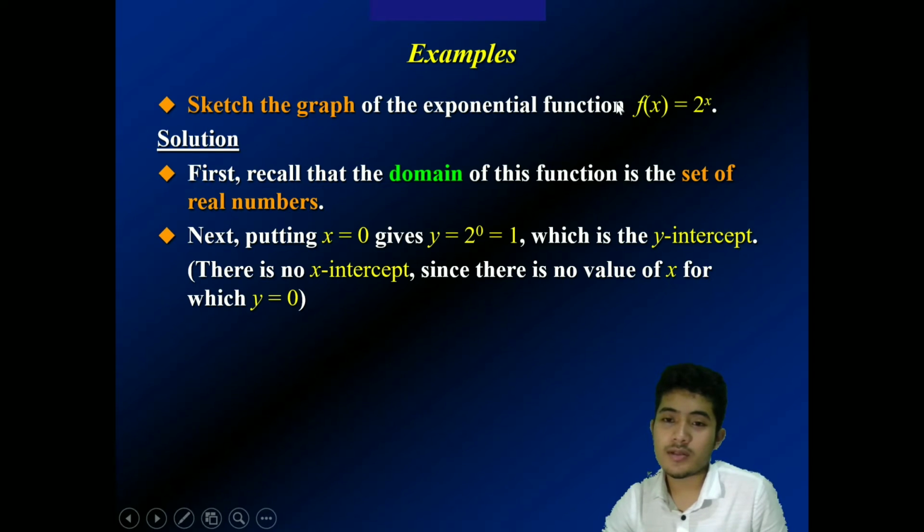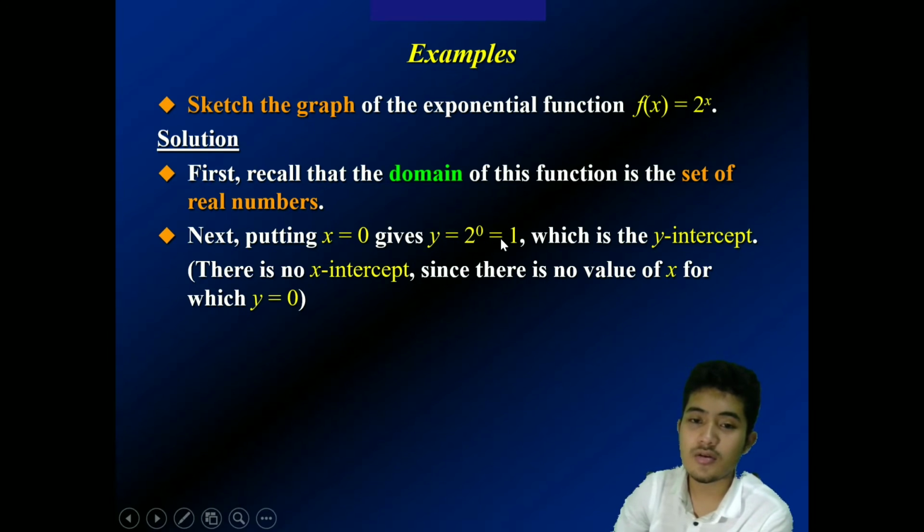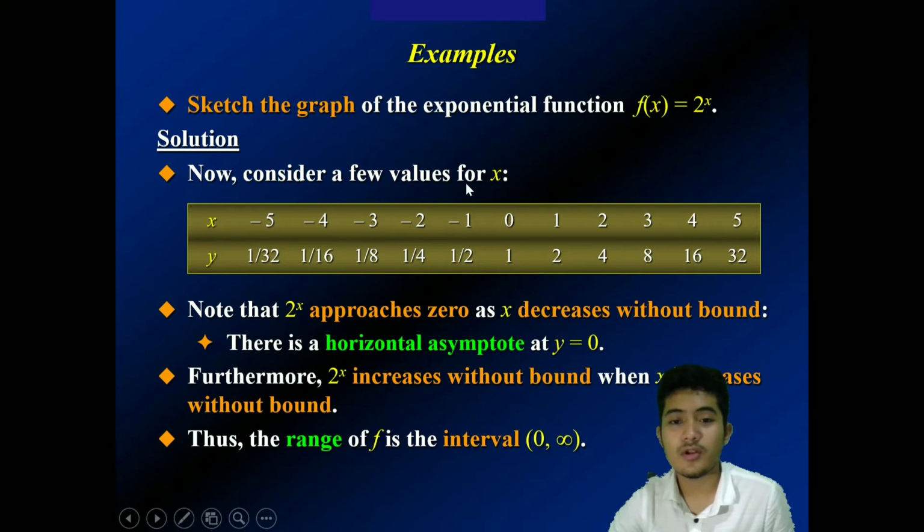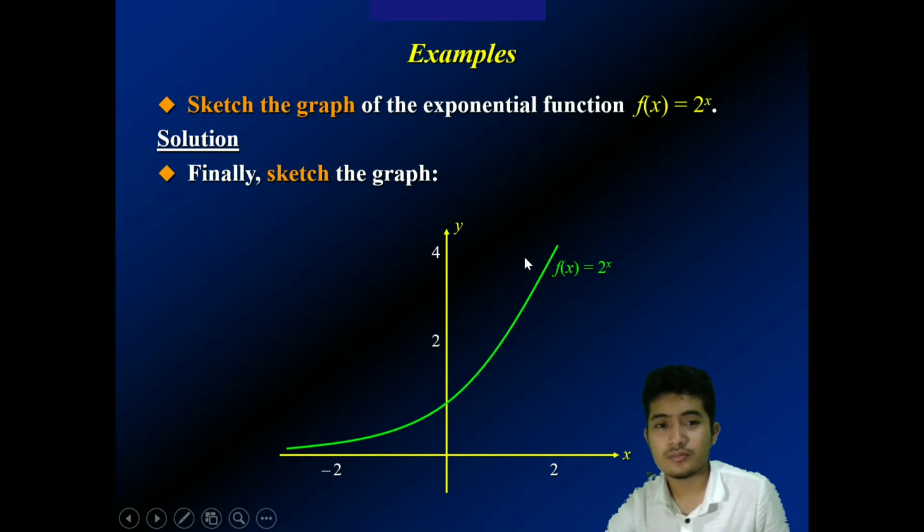Sketch the graph of the exponential function f(x) equals 2 raised to x. Solution: first of all, the domain of this function is the set of real numbers. Next, putting x equals 0 gives y equals 2 raised to 0 equals 1, which is the y-intercept. There is no x-intercept since there is no value of x for which y equals 0. And then we consider a few values for x, and this is the graph of the exponential function.